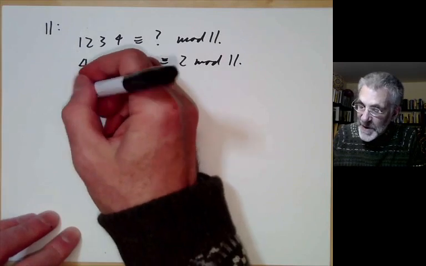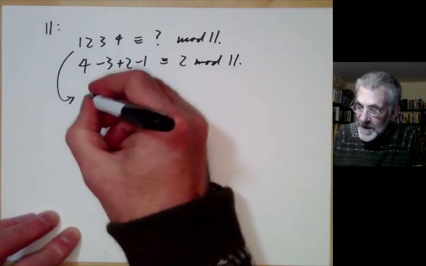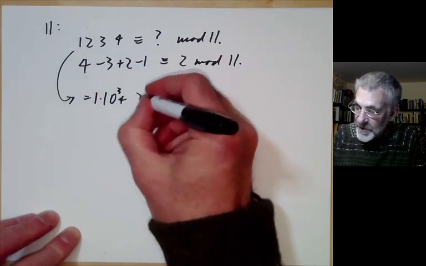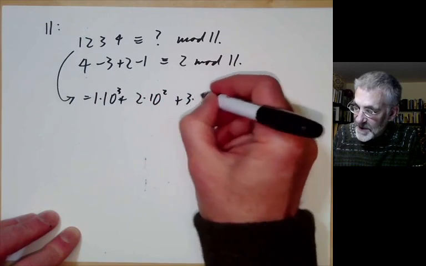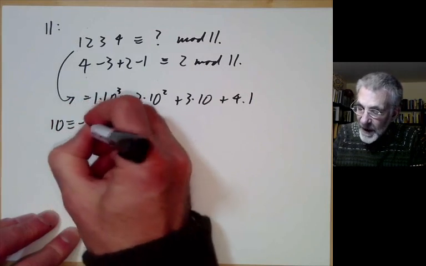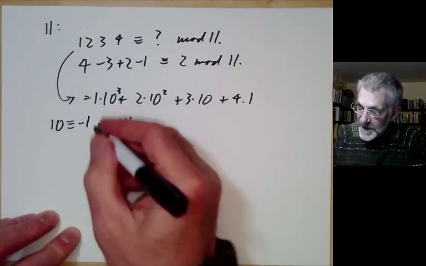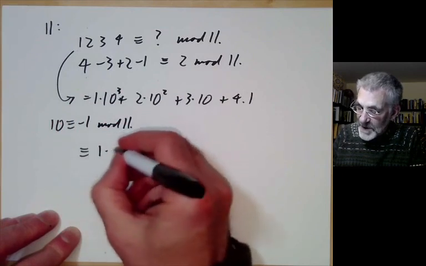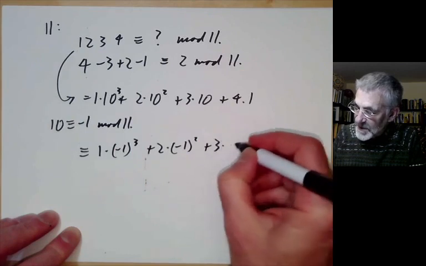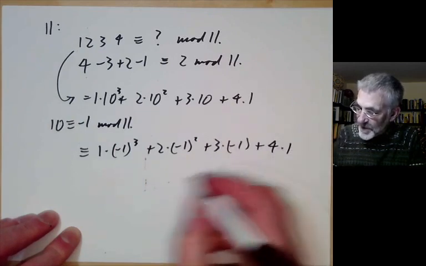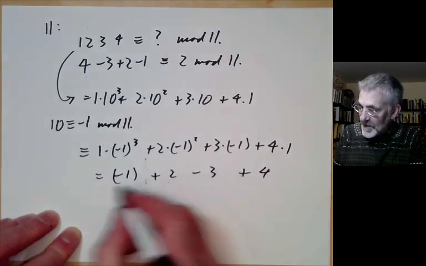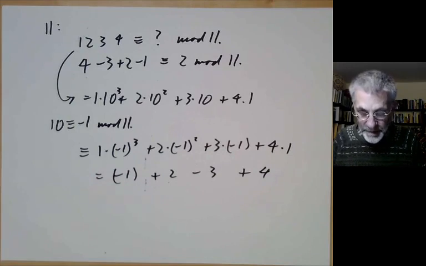And this works for much the same reason as before. We can write this as equal to 1 times 10 cubed plus 2 times 10 squared plus 3 times 10 plus 4 times 1. And now we notice that 10 is congruent to minus 1 modulo 11. So this is congruent to 1 times minus 1 cubed plus 2 times minus 1 squared plus 3 times minus 1 plus 4 times 1, which is minus 1 plus 2 minus 3 plus 4. So we just get the alternating sum of digits.